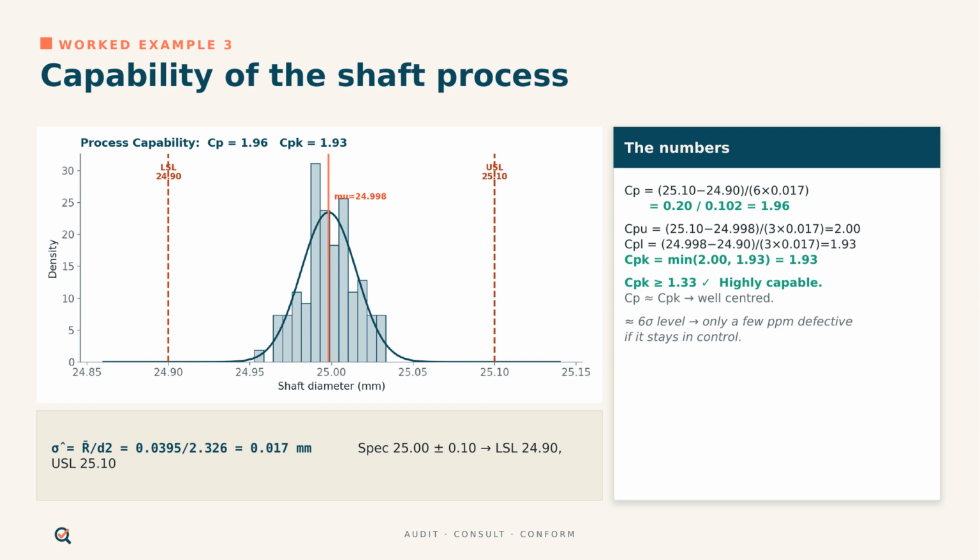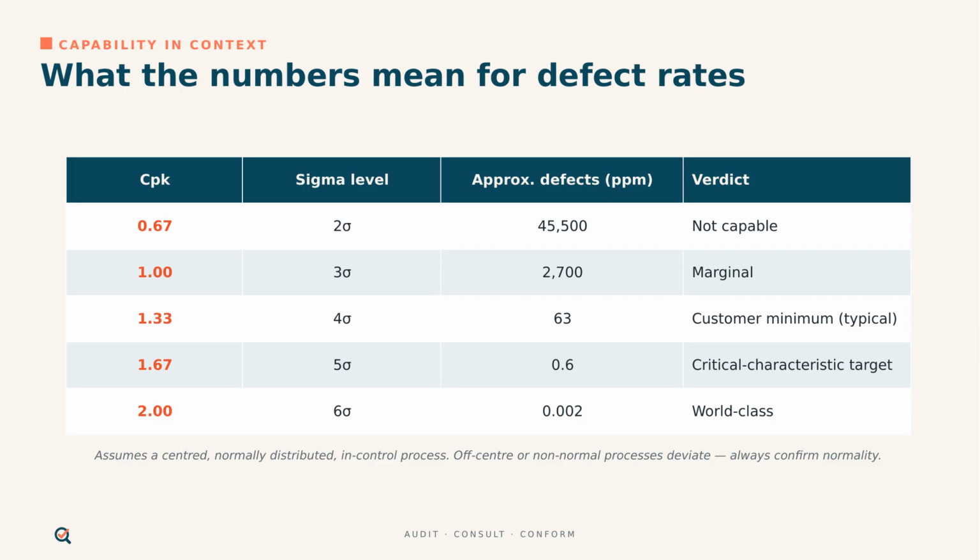At roughly a 6 sigma level, you'd expect only a few parts per million defective, as long as it stays in control. A word of caution on those defect rates. They assume a centered, normally distributed, in-control process. Off-center or non-normal data will deviate, so always confirm normality before you trust a parts per million figure.